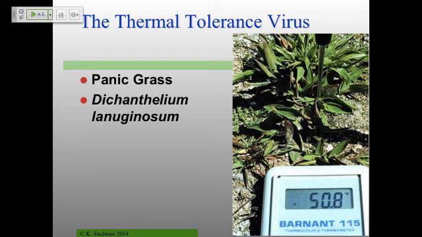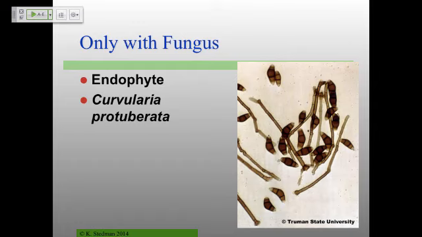This is the temperature probe right here. And again, these are the plants that grow to these really highest temperatures, as far as we know, of any plants that are out there. It turns out that these plants can only grow at these high temperatures if they're infected with a fungus. And that particular fungus is Curvularia. And these are just some pictures of that fungus here, some fungal hyphae.